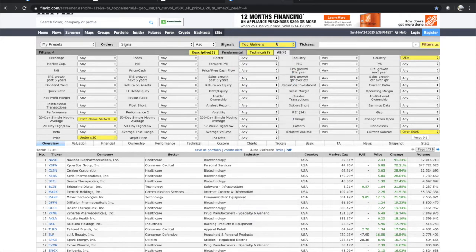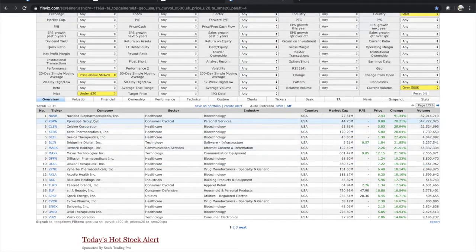And I do switch back and forth on my different watch lists. But for this specific one, I just go to top gainers. Country, USA. I love US stocks. I've always trusted them. I feel like there's gray area in stocks in other countries, so I stick to USA. And then finally, current volume, I want something over 500,000.